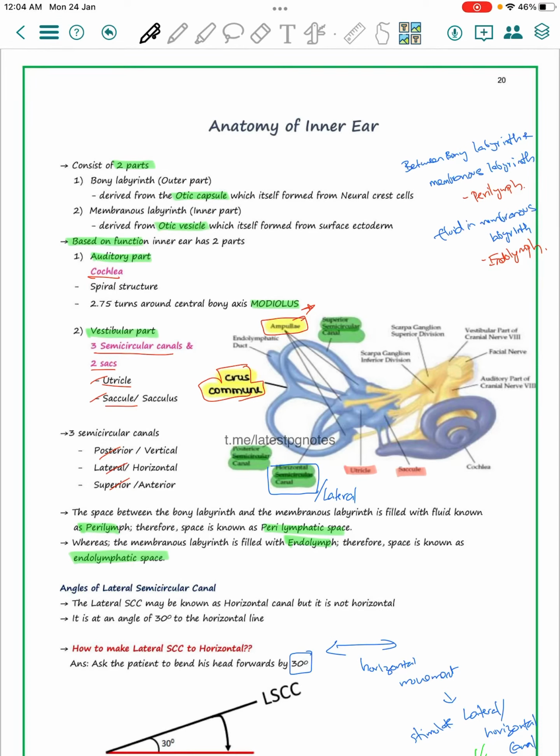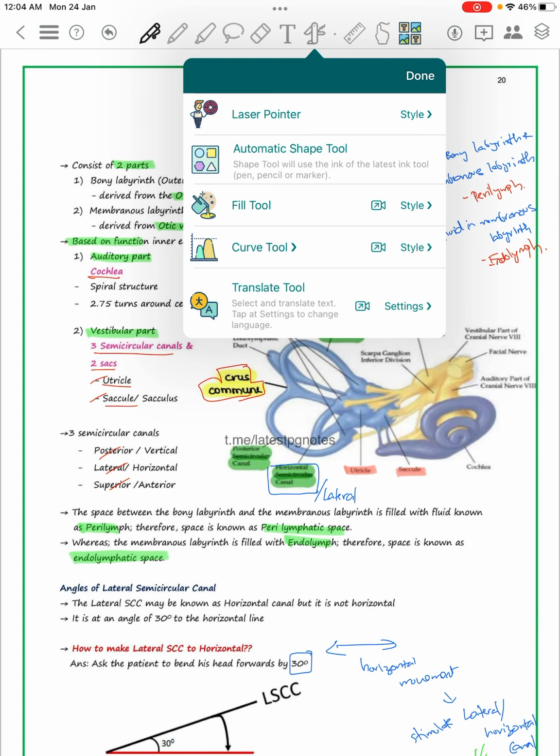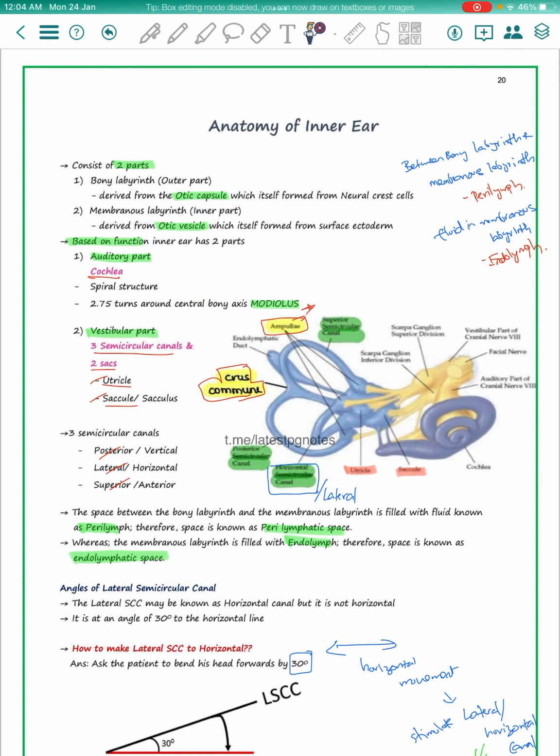Hello guys, in this video we are going to see the anatomy of the inner ear. Okay, let's quickly rush to the topic. This inner ear consists of two parts, bony labyrinth and membranous labyrinth.